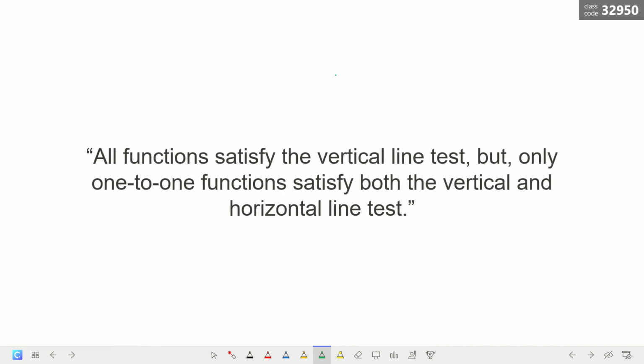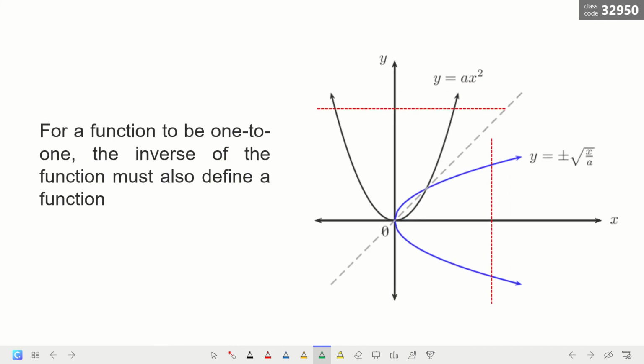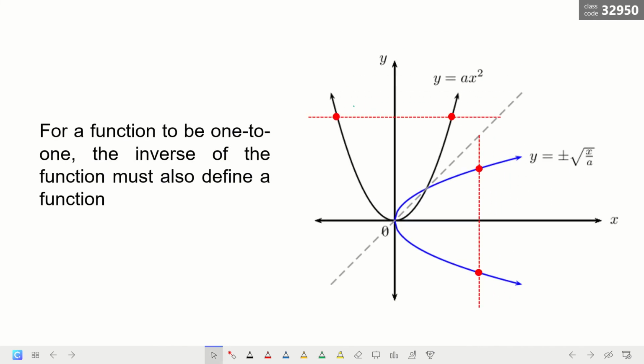So, all functions satisfy the vertical line test, but only one-to-one functions satisfy both the vertical and horizontal line test. For a function to be one-to-one, the inverse of the function must also define a function. Di ba, ginagamit natin yung horizontal and vertical line test to see whether an equation is a function.